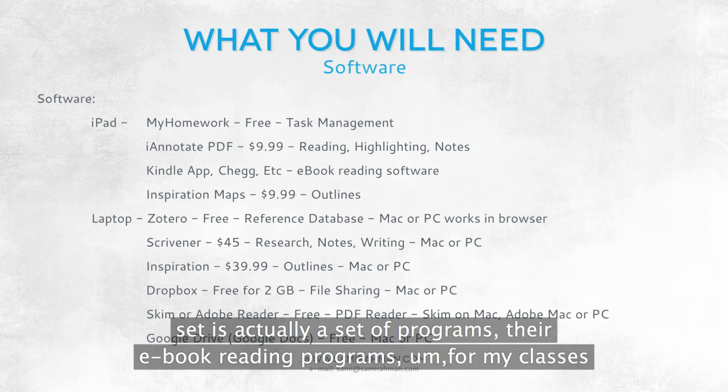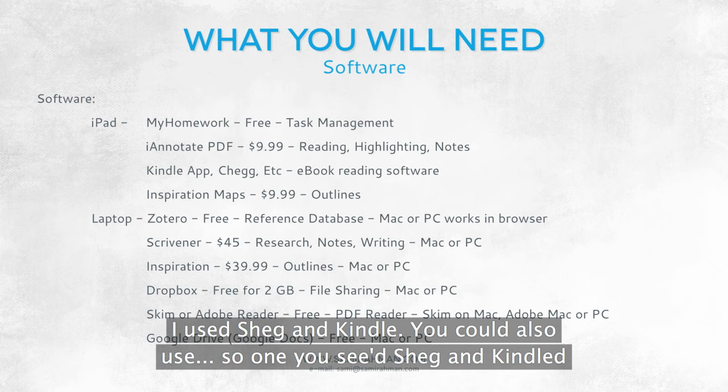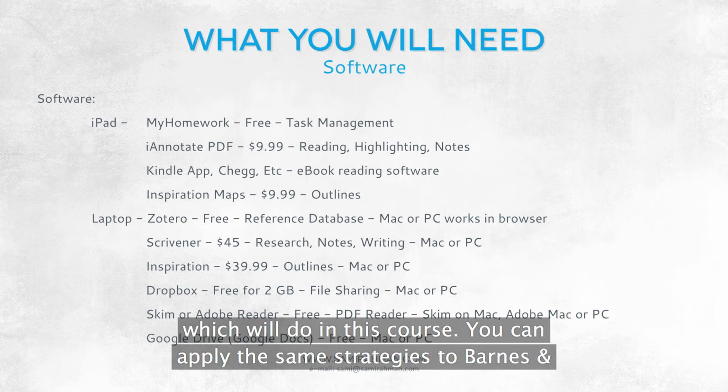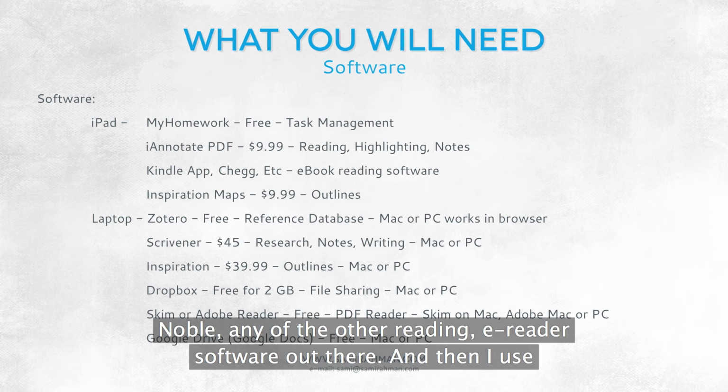The third set is actually a set of programs. They're ebook reading programs. For my classes, I used Shag and Kindle. Once you see Shag and Kindle, which we'll do in this course, you can apply the same strategies to Barnes & Noble or any of the other e-reader software out there.